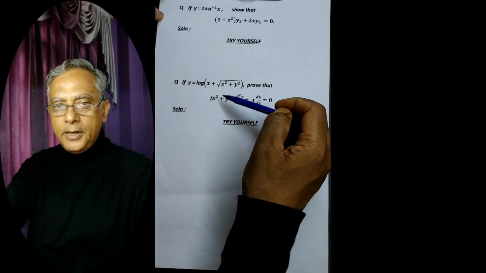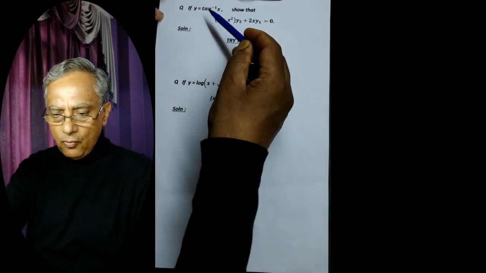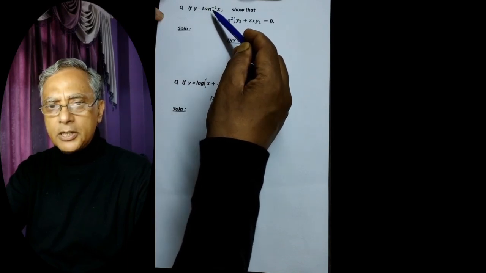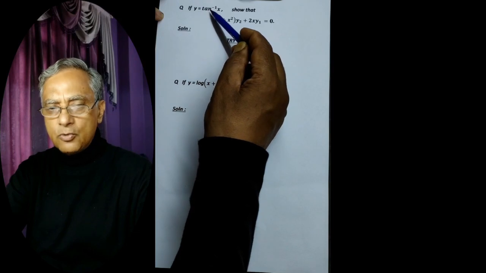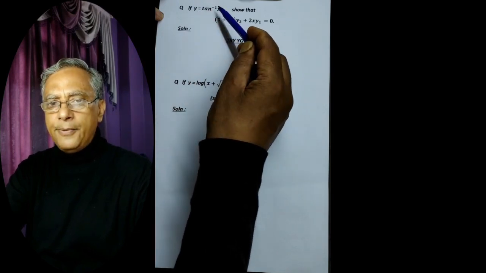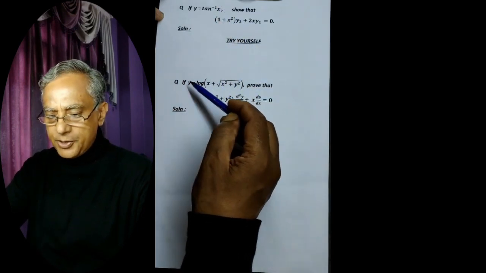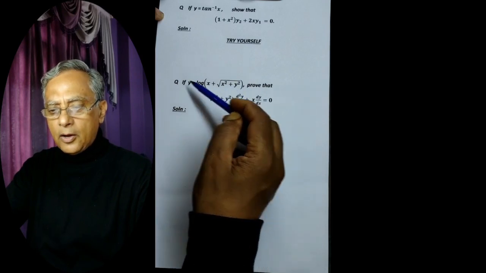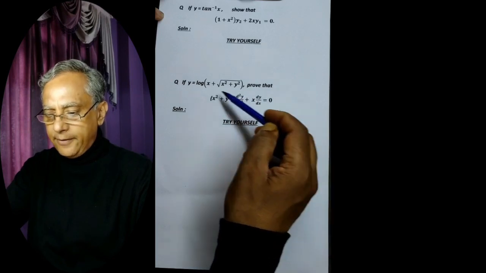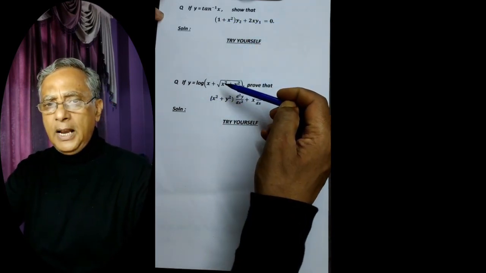These two questions you can try on similar lines. Here y is given to be tan inverse x. Differentiate both sides of this equation with respect to x. We will get y1 is equal to 1 over 1 plus x square. Cross multiply and differentiate again to get this. Similarly for this, differentiate this, cross multiply and differentiate again. You will arrive at this result. You can try these two questions on similar lines.